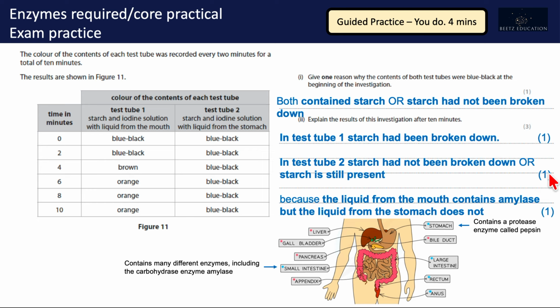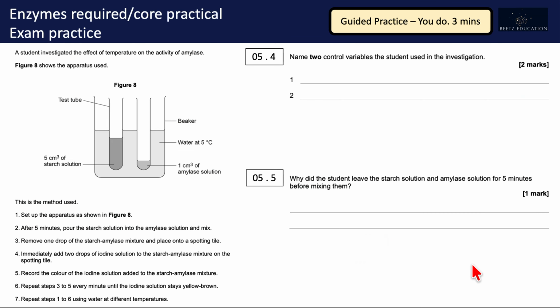2 marks so far. The most challenging part of this question was why. It was an explain question, and you're expected to know that the liquid from your mouth, your saliva, contains amylase, which is the enzyme that breaks down starch. However, the liquid from the stomach does not contain amylase, so the starch would not be broken down. That's what you needed for your 3rd mark.